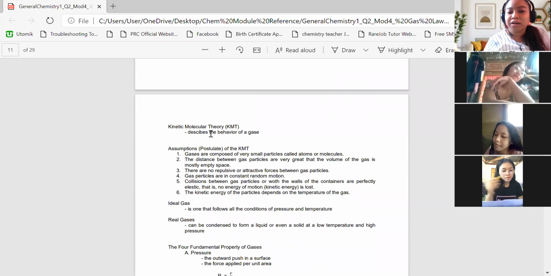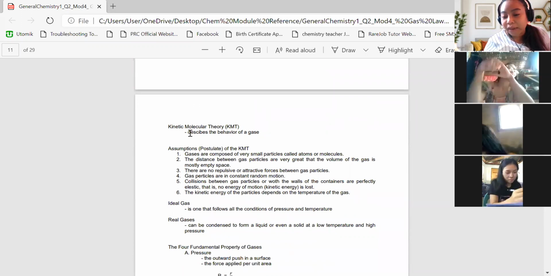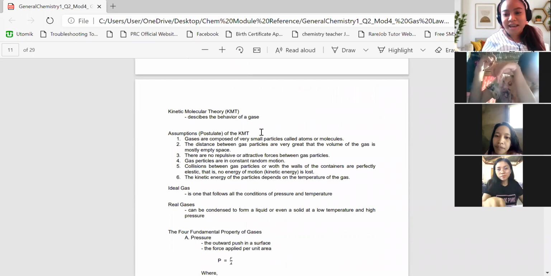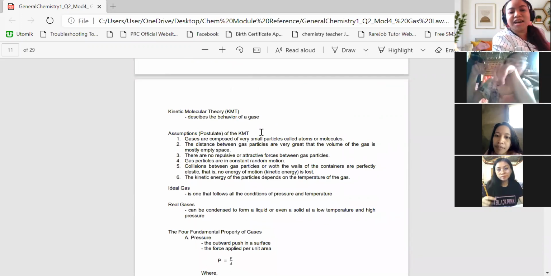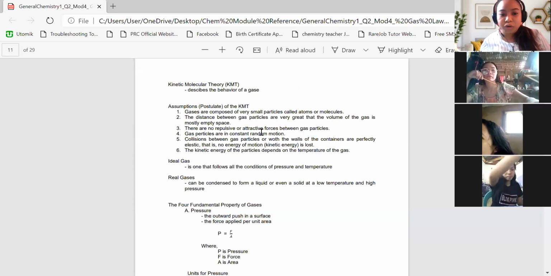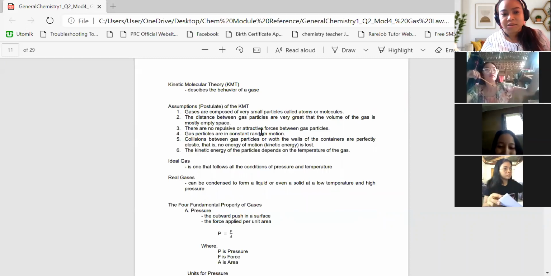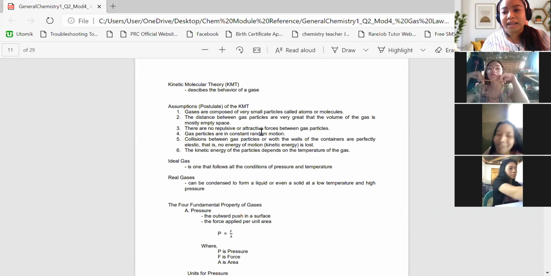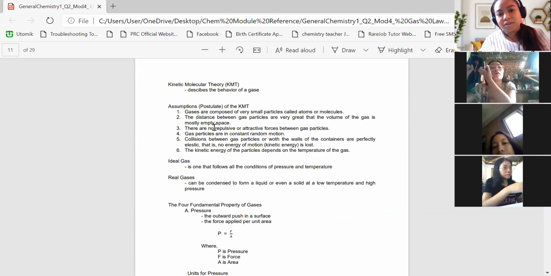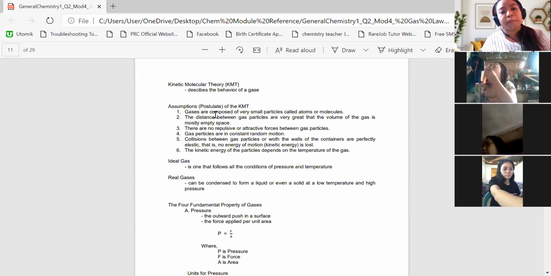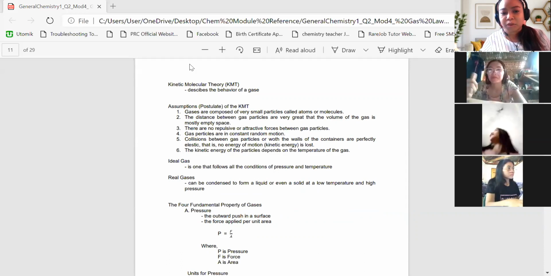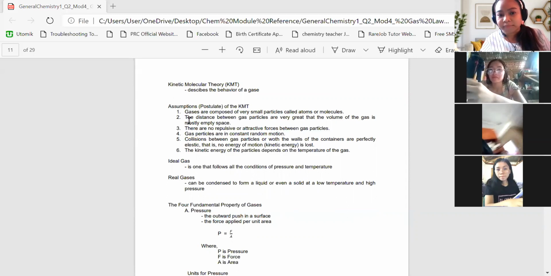The kinetic molecular theory just describes the behavior of the gases. So, what are the assumptions or postulates? Since it is still a theory, we have the ideas written as postulates. Unless it is a law, then we call these items facts. Since it is still a theory, we call them assumptions or postulates. I hope you understand the difference between a postulate, a theory, and a law.